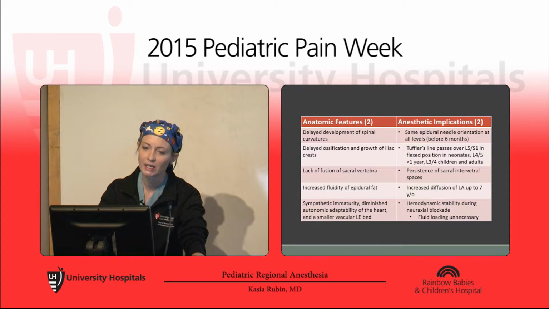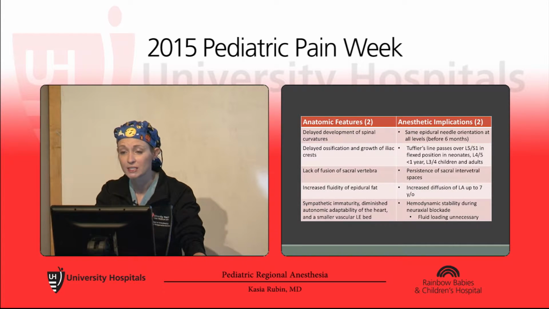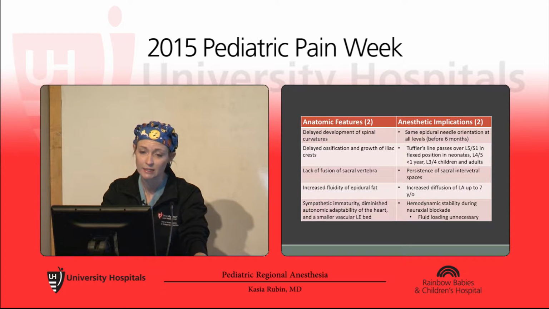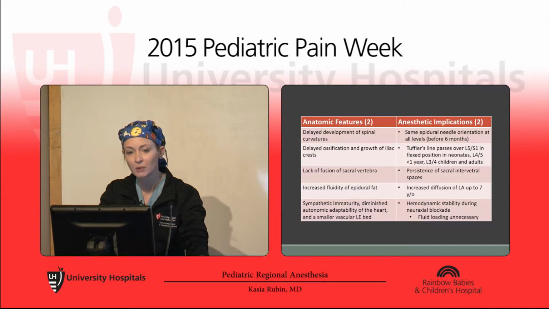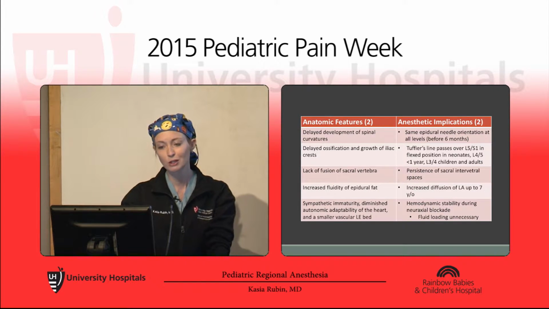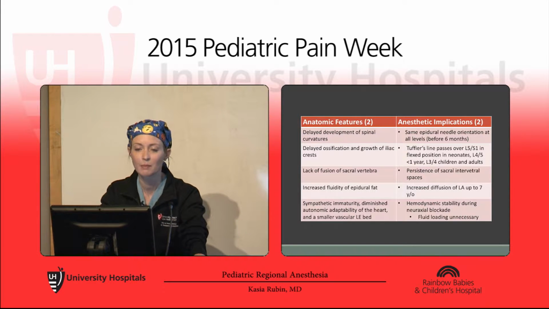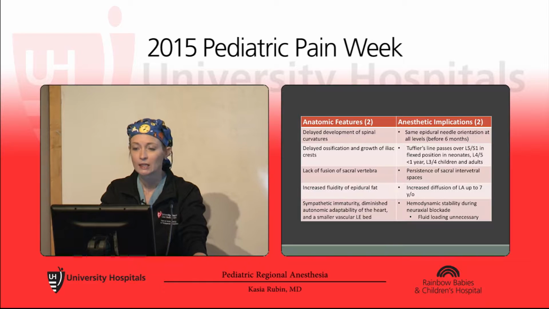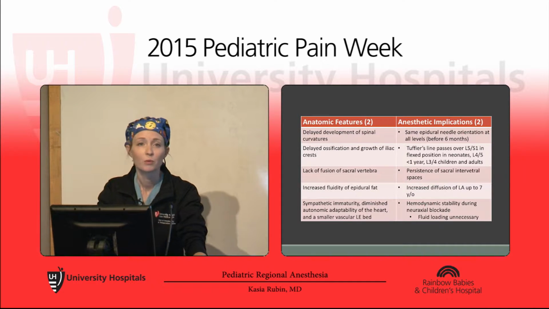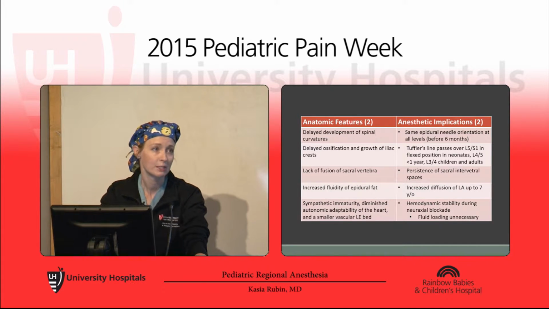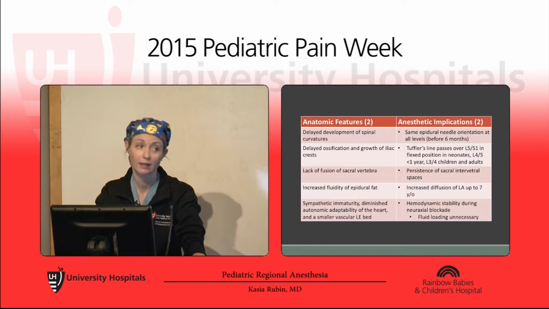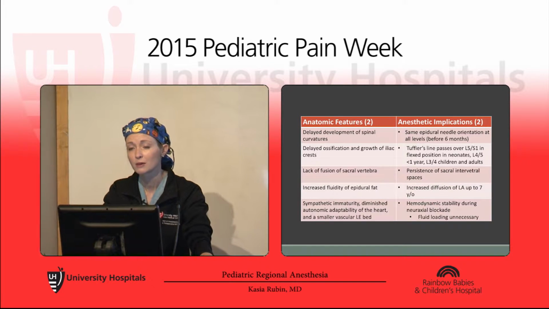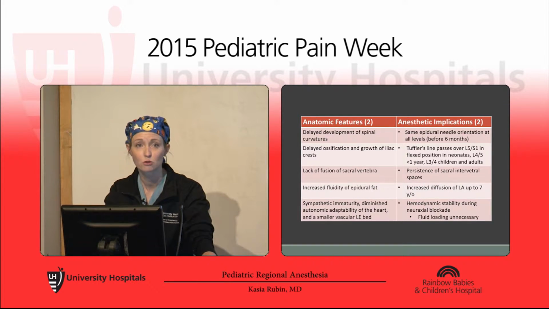The increased fluidity of the epidural fat leads to increased diffusion of your local anesthetics. And then a key one in pediatrics is that the sympathetic immaturity, the diminished autonomic adaptability of the heart, and a small lower extremity vascular bed lead to hemodynamic stability. We don't need to fluid load our patients before epidurals, or I guess spinals also, intrathecals, in pediatric patients. They really don't drop their pressures.